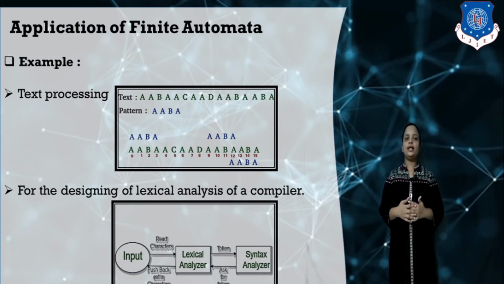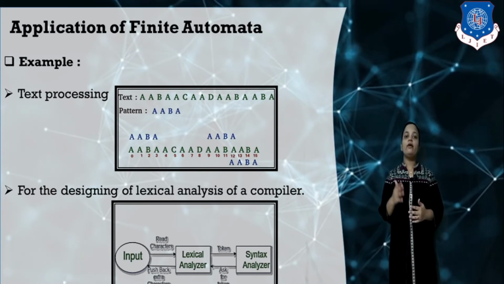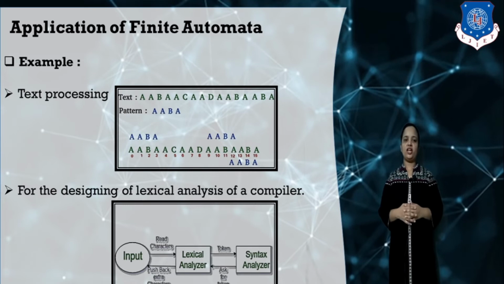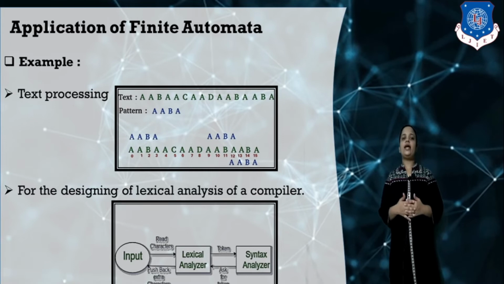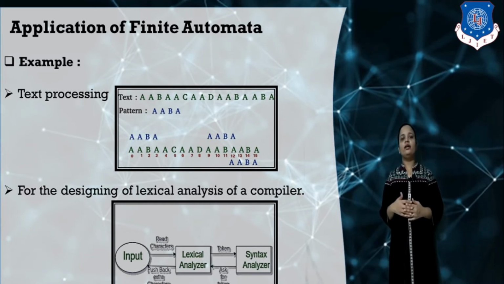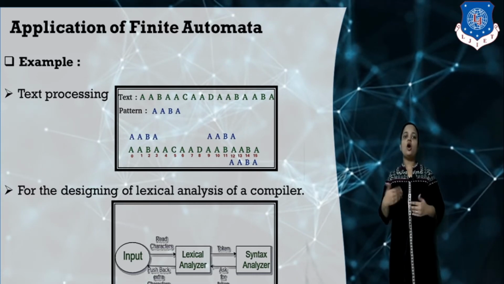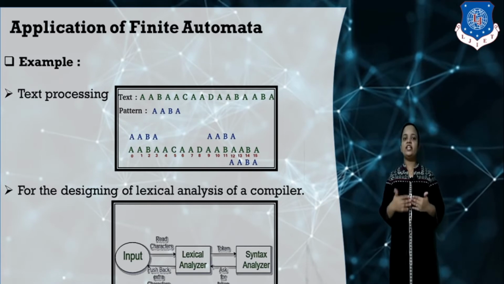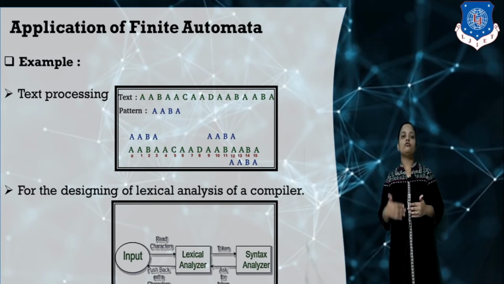The lexical analyzer is a phase of compiler design, and it is an important part of it. What does the lexical analyzer do? Like in C, you write the code and compile it, and if any error occurs, the compiler displays the errors. So how does it do that? There is one phase in a compiler called the lexical analyzer, and for designing the lexical analyzer, we can use finite automata.